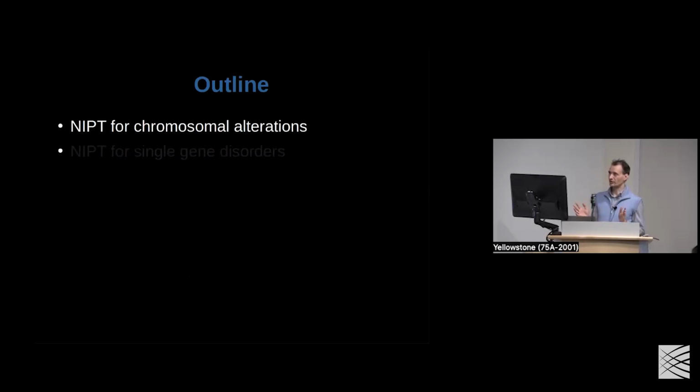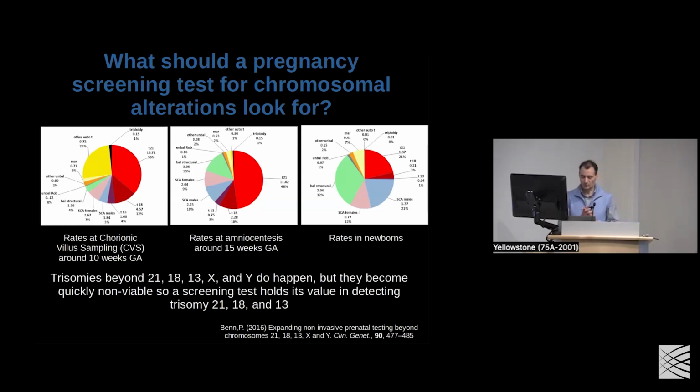So I'll structure the talk in two parts, one dedicated to chromosome alterations, one dedicated to single gene disorders. In the interest of time, I'll talk about chromosome alterations first, and if there is enough time, I'll discuss the second. So what are we looking for with respect to chromosome alterations in a pregnancy?